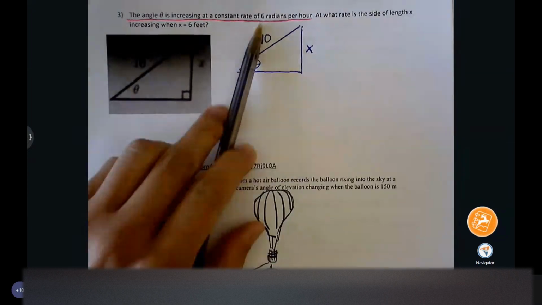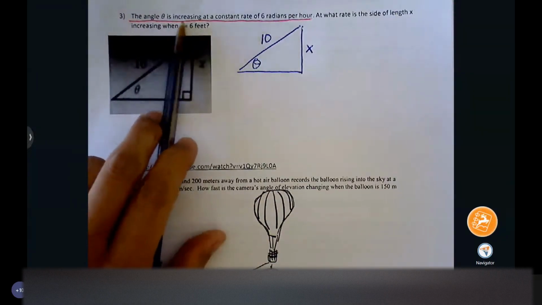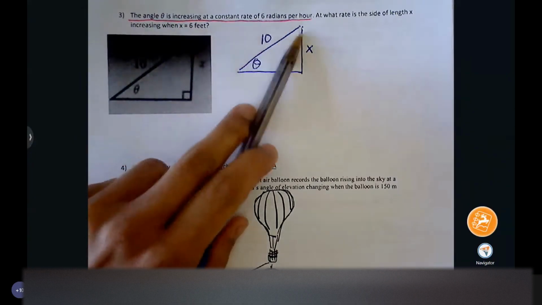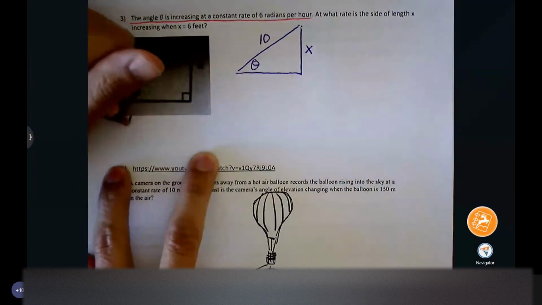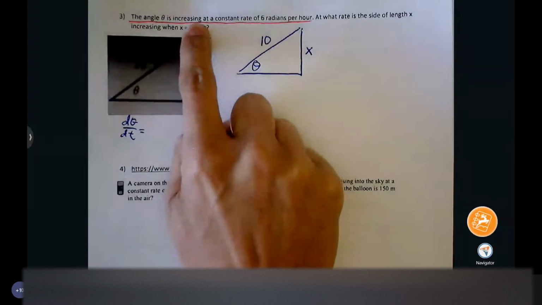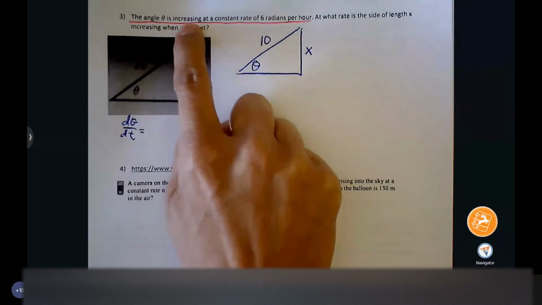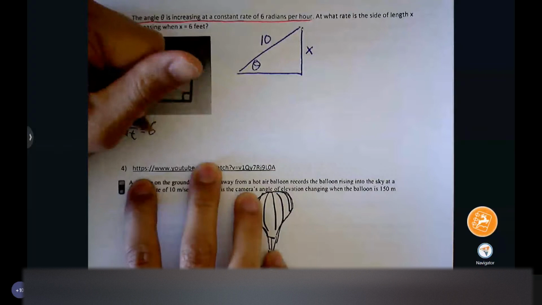Good. Right, we see 6 is in reference to theta, but it's not just theta, right? We see the word increase, we see rate, we see radians per hour. We know there's time component involved, so d theta dt. And another word is increasing, right? So that tells us that we're dealing with a positive rate, so positive 6.